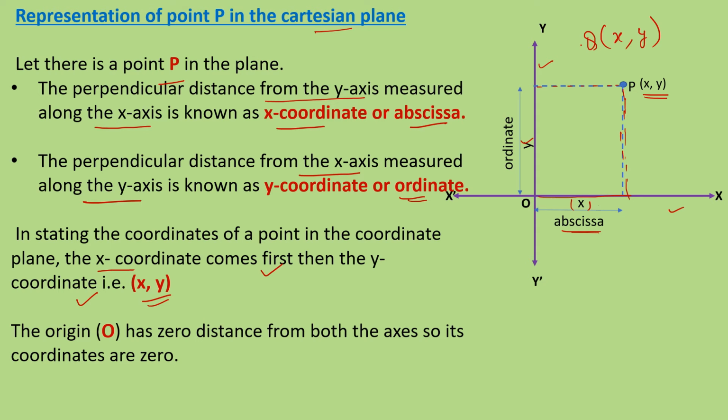Now, the origin O has zero distance from both the axes. If you see this point, this is the origin. This origin's distance from the x-axis is 0 and from the y-axis is also 0. That means its coordinates are (0, 0). This is also very important. What are the coordinates of the origin? (0, 0). Why? Because its distance from the x-axis is 0 and its distance from the y-axis is also 0. And whenever we are writing the coordinates, first should always be the x-coordinate and second should be the y-coordinate.